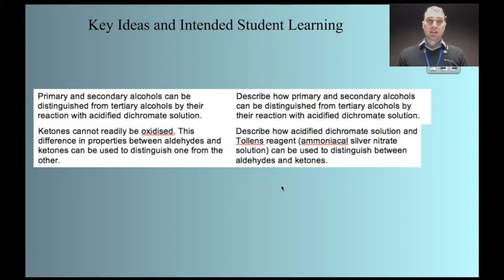So the key ideas in intended student learning: distinguishing primary and secondary alcohols using acidified dichromate, so to describe how that happens. And since ketones can't be oxidized, we can use the Tollens test to distinguish between aldehydes and ketones. So that's what we're going to be looking at today.